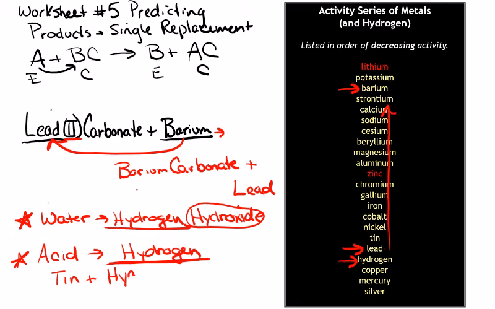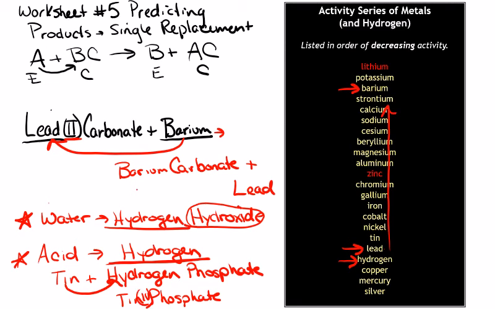phosphoric acid, so we would call that hydrogen phosphate. So if you're adding tin to hydrogen phosphate, the tin is listed higher on the reactivity series than hydrogen, so it will replace it. So in the end, you would have tin phosphate. We'll call this tin(IV) because we're not sure of the Roman numeral, along with the hydrogen now being by itself.